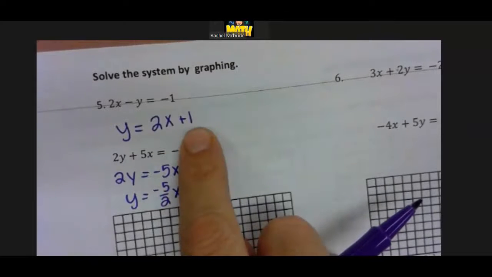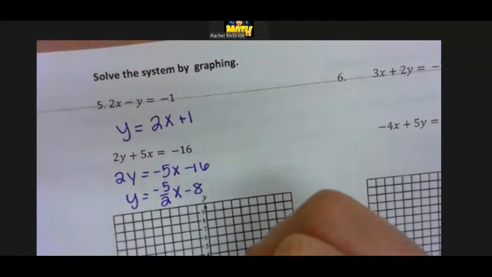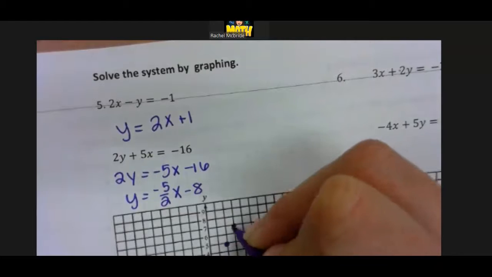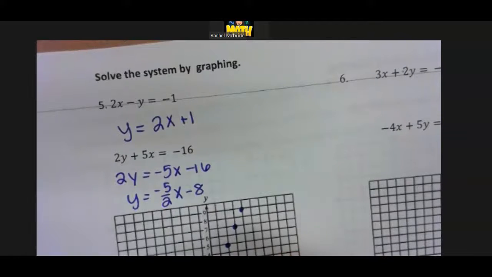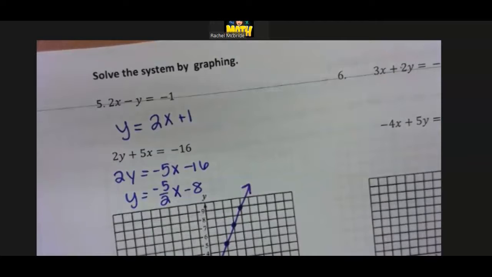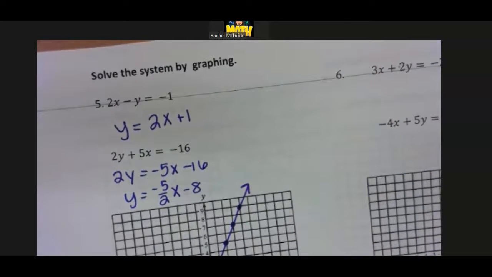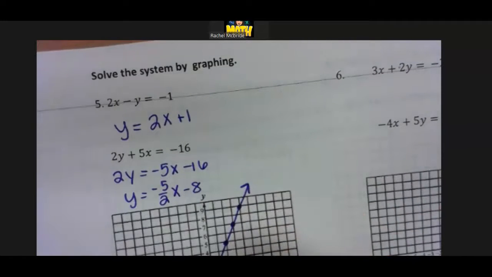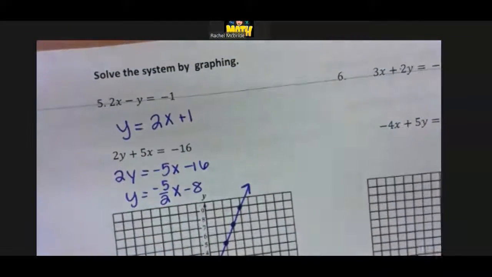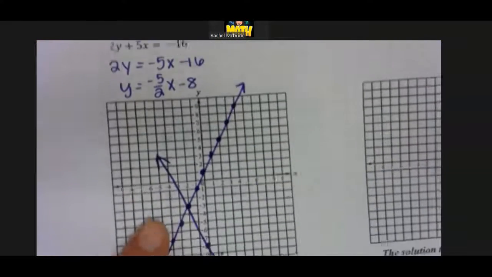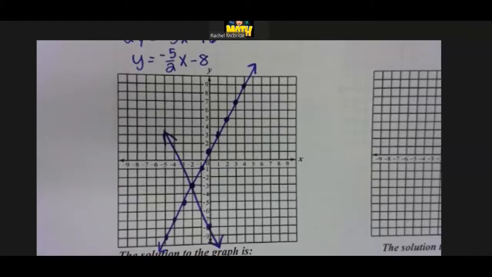So plot your y-intercept and apply your slope. Your y-intercept is 1, your slope is 2. And like I said, with these graphs, you kind of have to give more points than we did in the past, because you really want to make sure you can see the point of intersection. This graph is at negative 8, and it goes up 5 and over 2. And what's nice is if you do one graph really nicely, then for the other graph, you only have to graph it till you see where they hit each other.